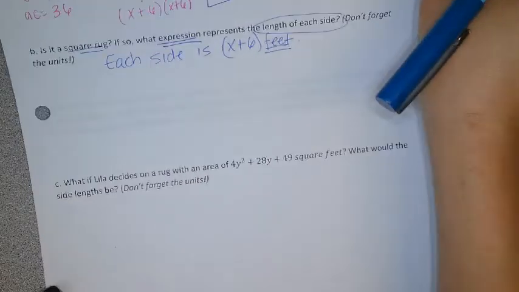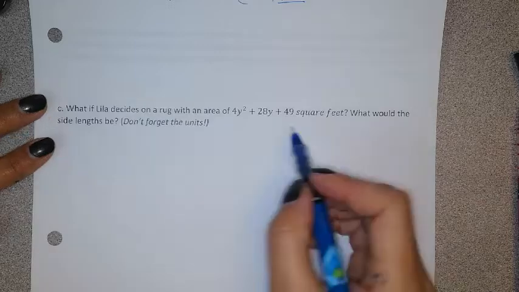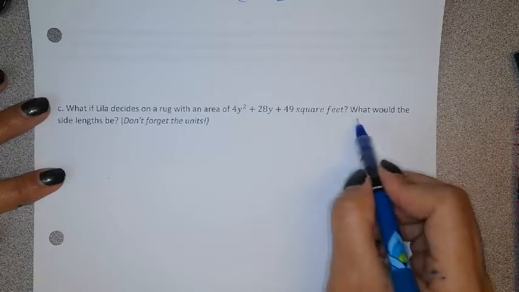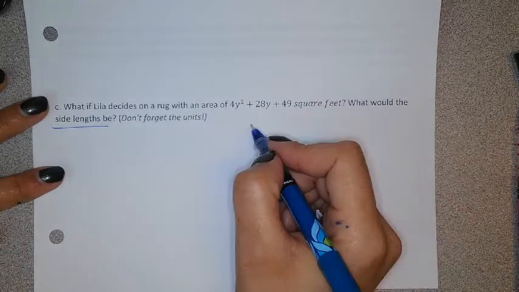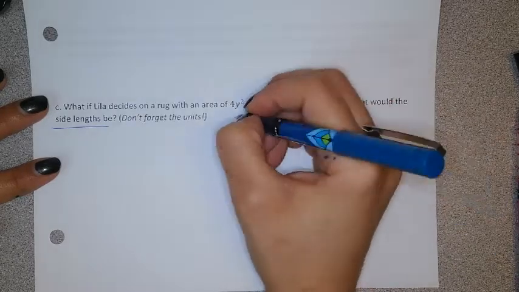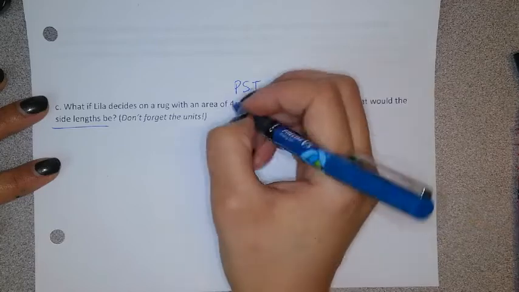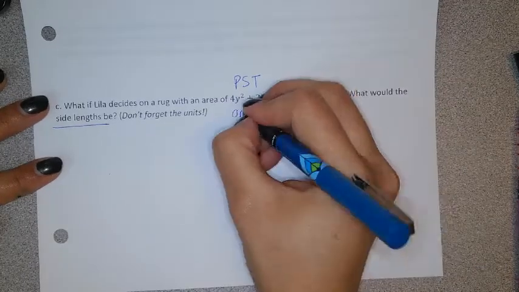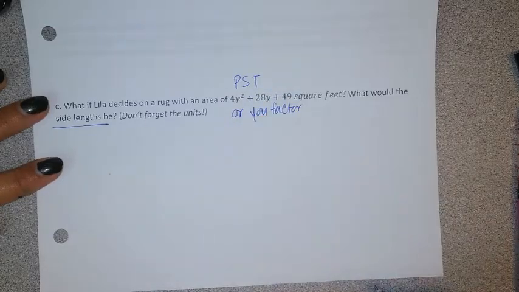Okay, letter C. If Lila decides to buy a rug with an area of 4y squared plus 28y plus 49 square feet, what would the side lengths be? Okay, so first we got to factor that. We recognize this as a perfect square trinomial, where this is a perfect square, and that also. Or you can factor however you want. You can just factor it like we did in class.